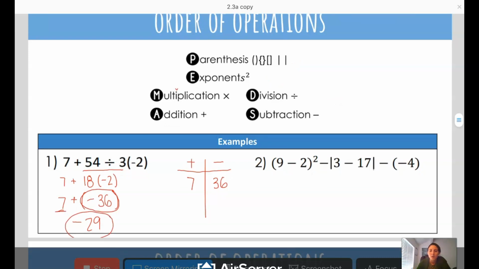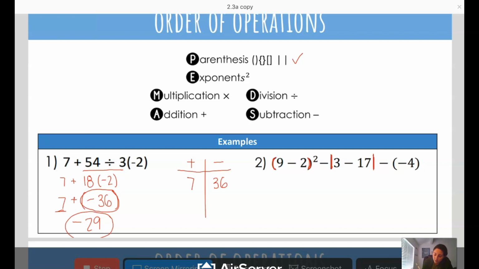All right, so let's look at number 2. Number 2 says 9 minus 2 squared minus the absolute value of 3 minus 17 minus negative 4. There is a lot going on here, so we really want to take our time and stay organized and neat. First we're going to do our parentheses. We have two sets of grouping: the parentheses around the 9 minus 2, and the absolute value bars around 3 minus 17. We're going to simplify those first.